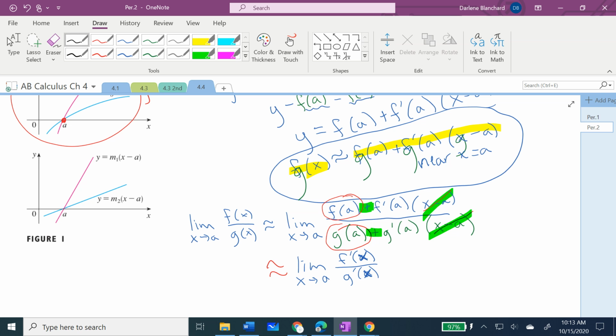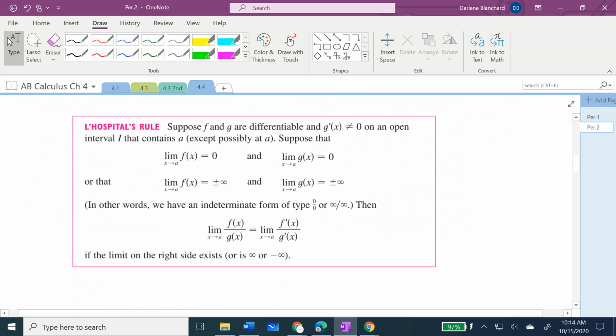So the painful part of L'Hopital is properly writing it all out. The joy is getting to use it. So here's L'Hopital's rule. If both of these are true, and I'm going to get to the other part, if both of those are true, then this is true. But they must both be true in order to use L'Hopital's rule.